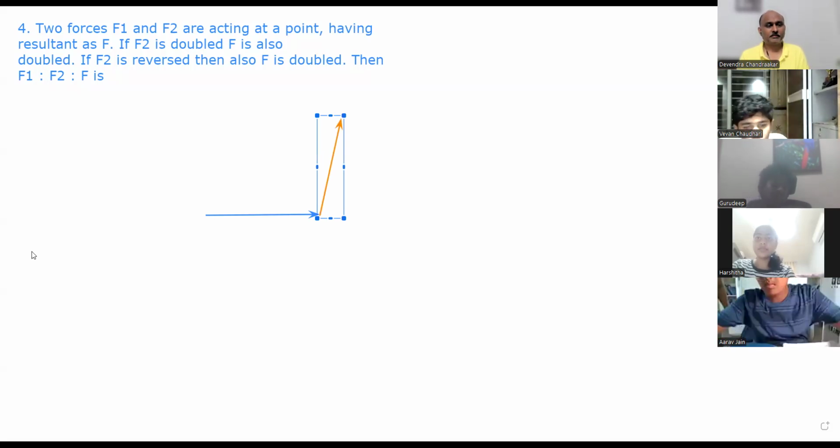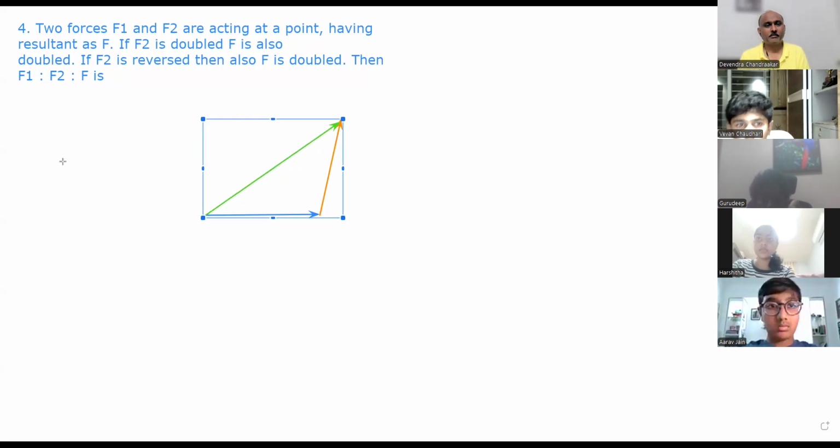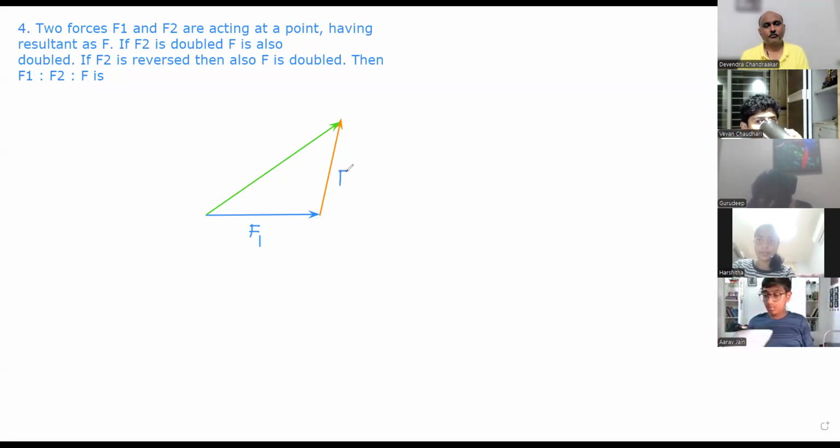Now it says this is the resultant. All of you please pay attention. The blue one is F1. This is F2. And this is F. If F2 is doubled, F is also doubled.